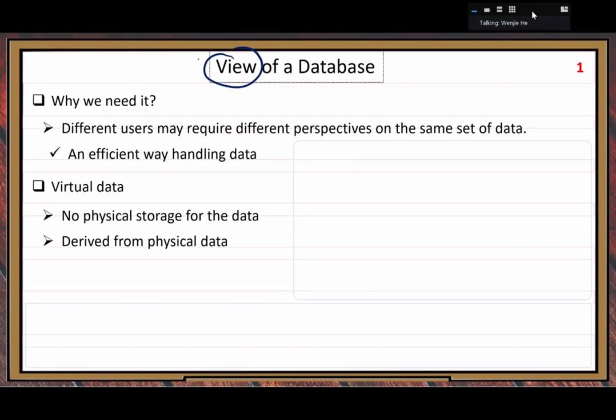The data is derived from physical data. So definitely, you need to use multiple tables. There, you need to define operations to generate the required data for your users. You need some special way to arrange the data. You need to find special operations to generate the required data for your users. So the data is derived from physical data.